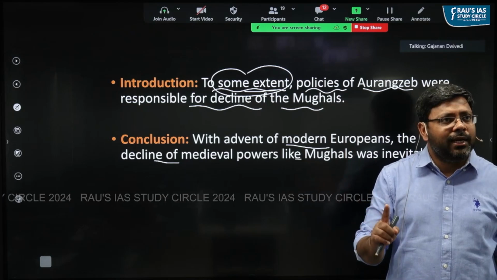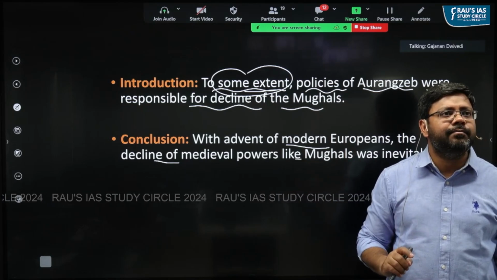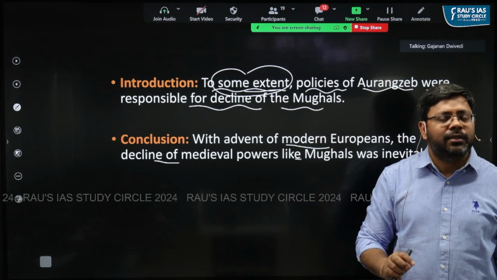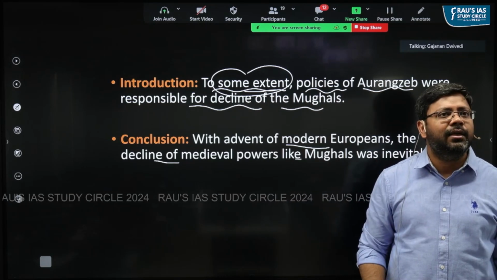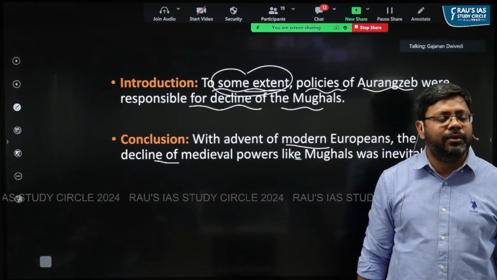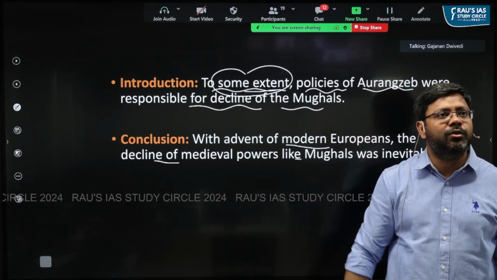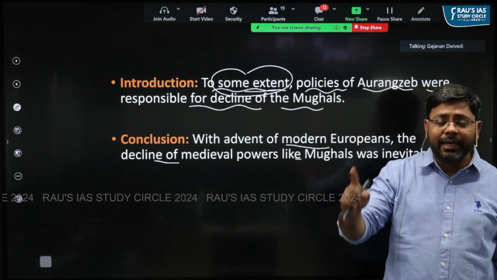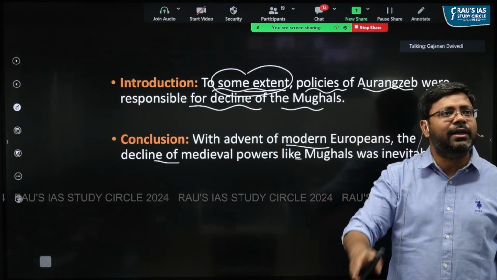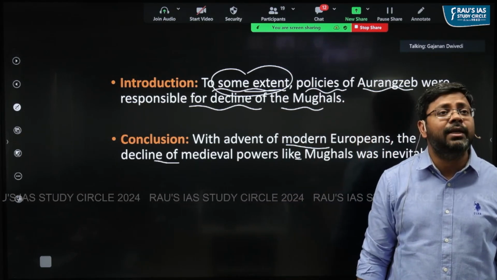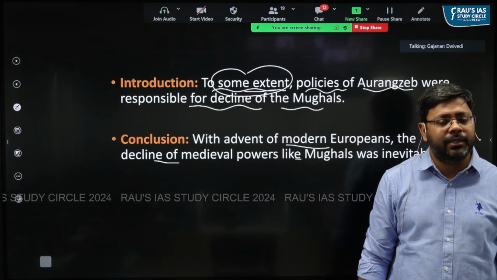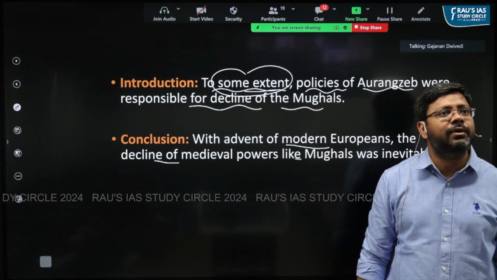The Mughals declined when the Europeans were there in India. The Marathas also declined. The Nawabs of Bengal also declined. Entire India declined when the British were there in India. Not only India, entire Asia declined when the Europeans were there in Asia. Not only Asia, entire Africa declined when the Europeans were there in Africa. This was the time of rise of imperialism.